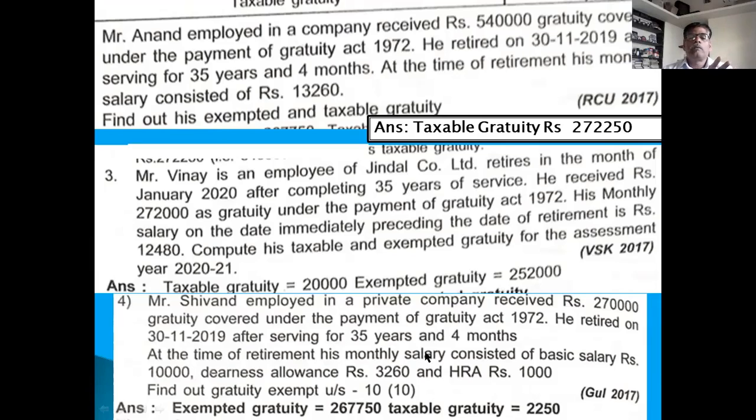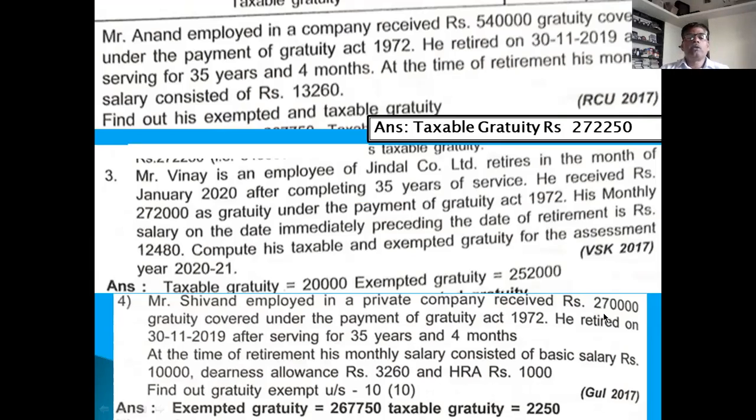At the time of retirement, his monthly salary is 10,000 and dearness allowance is 3,260 and HRA is 1,000. Only DA is to be considered. HRA is not considered. Remember this point. Salary plus DA only. Okay. This is the point. Remember.